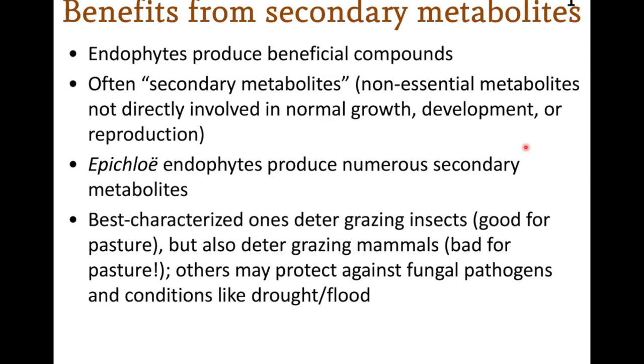But they also produce compounds that deter grazing mammals, which of course is not as good if you are a farmer. And other secondary metabolites may protect against fungal pathogens and against conditions such as droughts or floods.